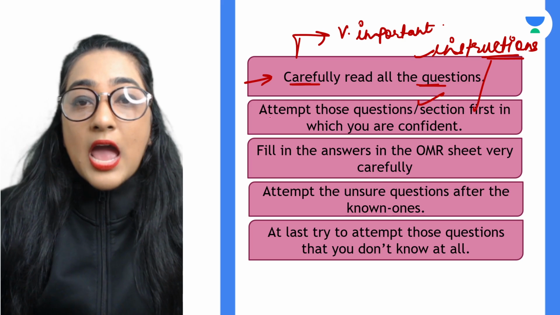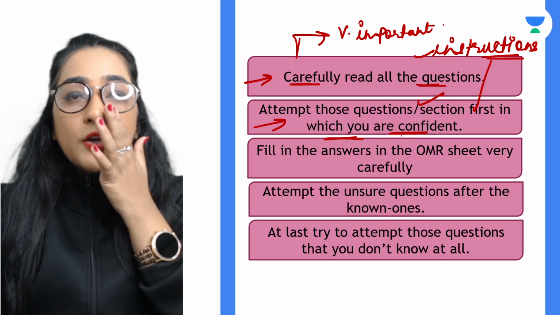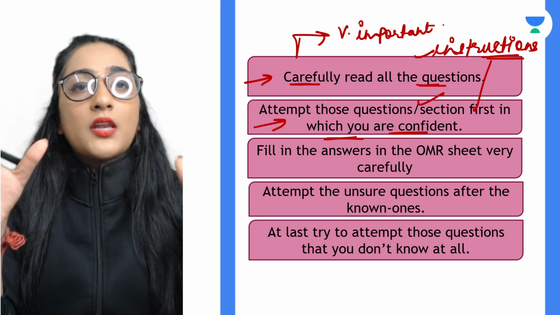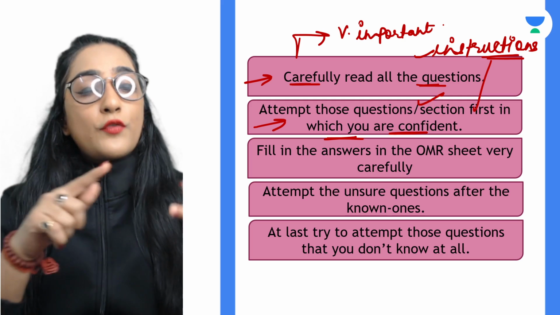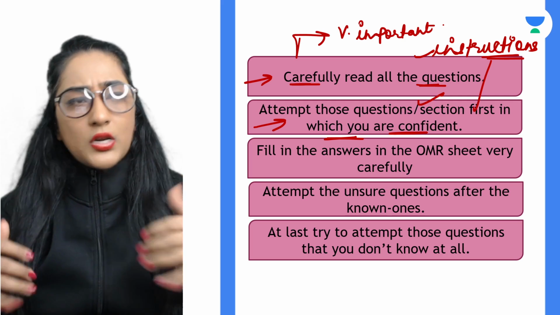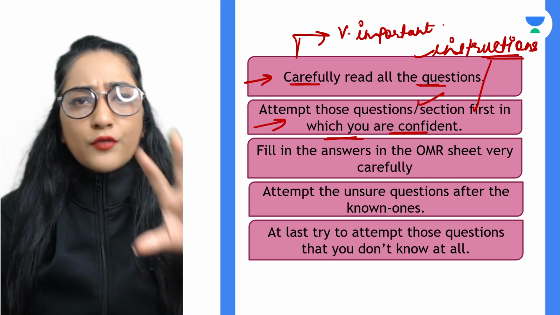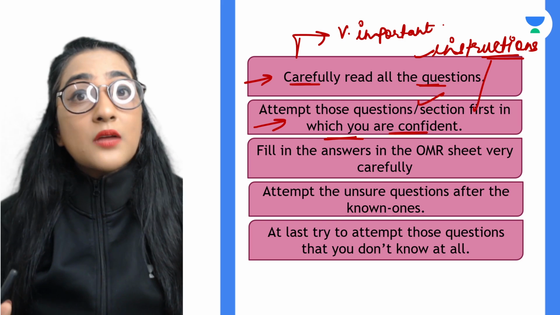Alrighty, moving ahead. Attempt the sections first in which you are confident. See, it's an OMR sheet, everybody, so there's nothing like you have to write any answer. Multiple choice questions are going to be there. So, for example, in your writing section, if you're very confident of this section and all the answers are correct, do that. If you're confident about the literature section, then do all the questions.